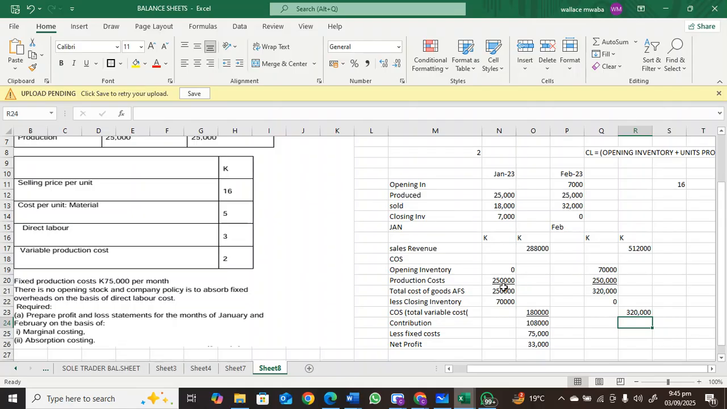Then now we can get our contribution. Contribution, you just say sales revenue minus the total variable cost, 192,000. And now we can deduct our fixed costs to get our net profit, 192,000 minus 75,000, 117,000.